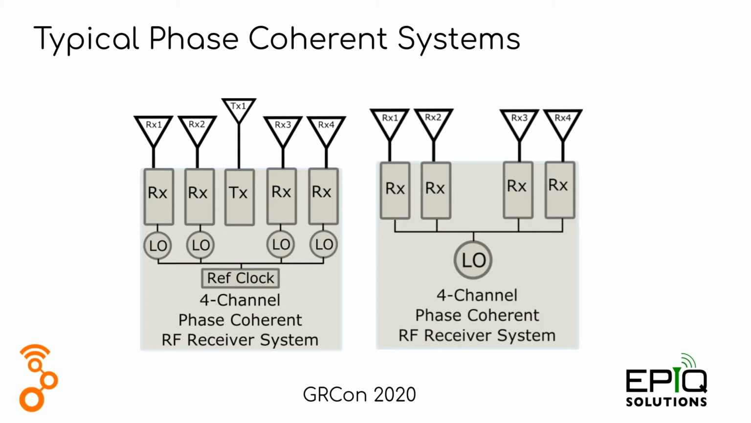Another way it can be done is when you take one LO and distribute it to all the mixers, so they're coming from the same exact source. This works, but sometimes it's not practical because some of the signal levels you need to drive these LOs are pretty high. So think if you have to drive a plus 13 dBm signal into several mixers, and now you have to distribute that 4 ways, it becomes inefficient.